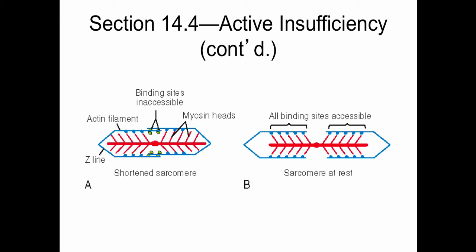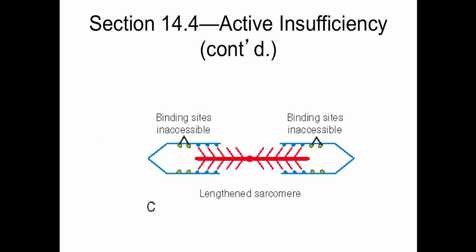First, let's look at the diagrams. Diagram A shows a shortened sarcomere and B shows a sarcomere at resting length. Note that the inaccessible binding sites result in fewer myosin-actin cross-bridges being able to form when the sarcomere is shortened. This results in a weaker contraction. This illustration shows a lengthened sarcomere. Note the fact that the inaccessible binding sites result in fewer myosin-actin cross-bridges being able to form when the sarcomere is lengthened.